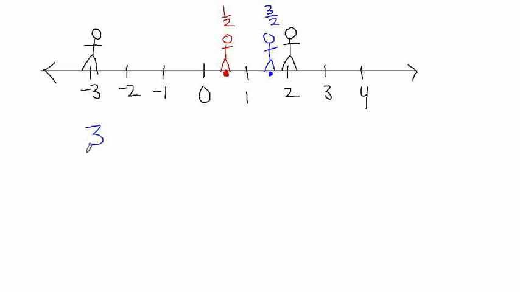So we can say 3/2 is greater than 1/2. We can say that 1/2 is less than 3/2. Okay? So we can have fractions on number lines. We can have inequalities with fractions as well. All right? Now, you can also round fractions to other fractions. You can also round them to integers.